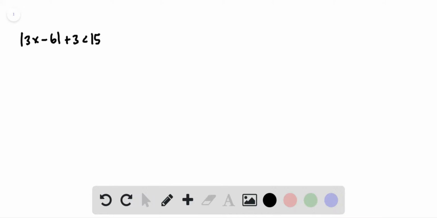Okay, so we're going to try to get the absolute value by itself. So we move the 3 to the other side by subtracting. 15 minus 3 is 12.